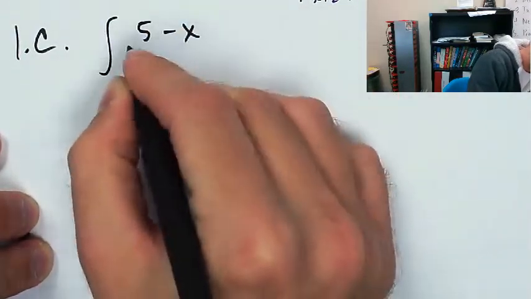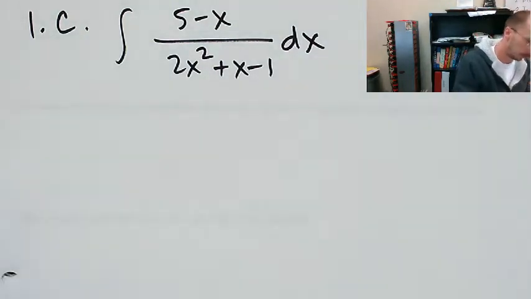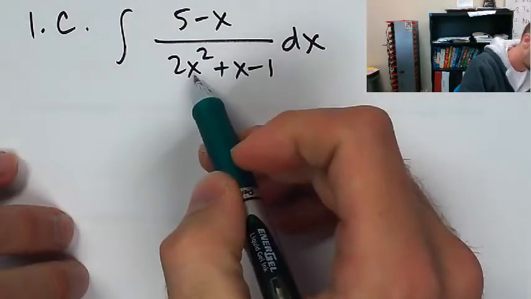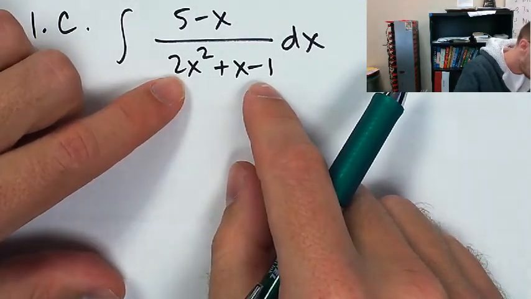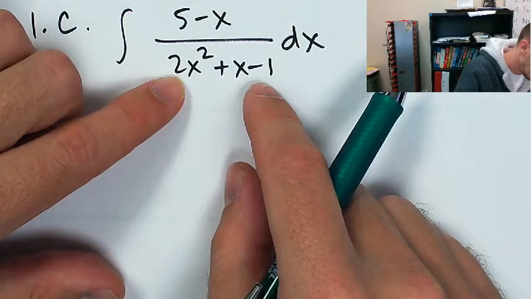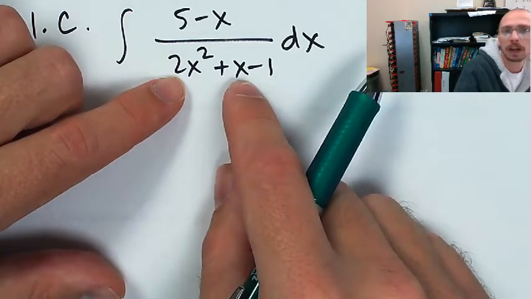Integral of 5 minus x. All right, the actual correct version of 1c is going to be 5 minus x over 2x squared plus x minus 1. I need to figure out how to factor that. That is going to be, let's see. Well, I'm not immediately seeing it, so I'm going to need to split out that middle term.